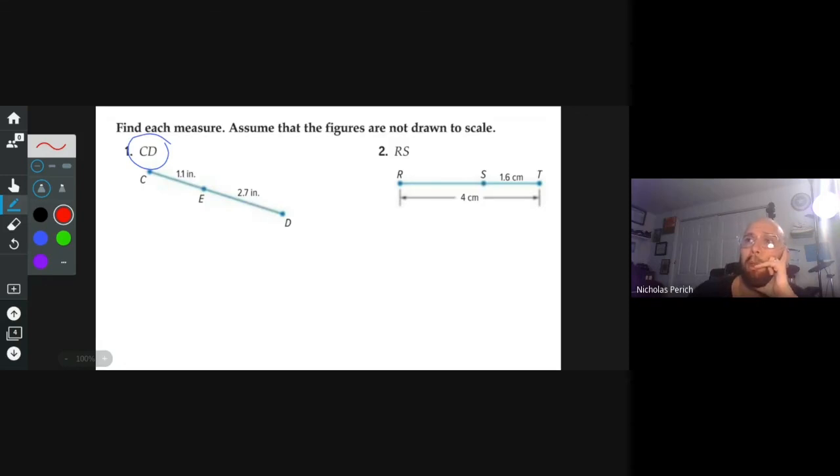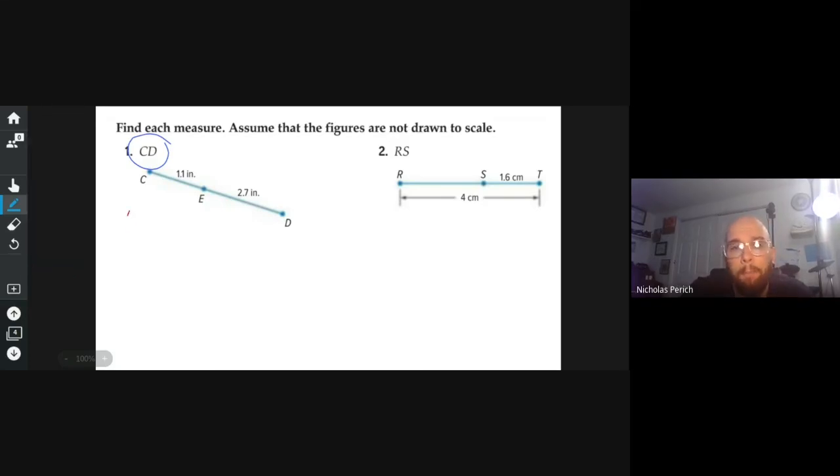I'll let you guys jump in. How do I do CD? How do I do problem 1? I already have the answer. It is 3.8, and Santiago said you add. That's literally all it is. This is saying find the distance from C to D. C to E is 1.1, and E to D is 2.7. And so all I do is add them. I add them real good, and that gets me 3.8 inches.